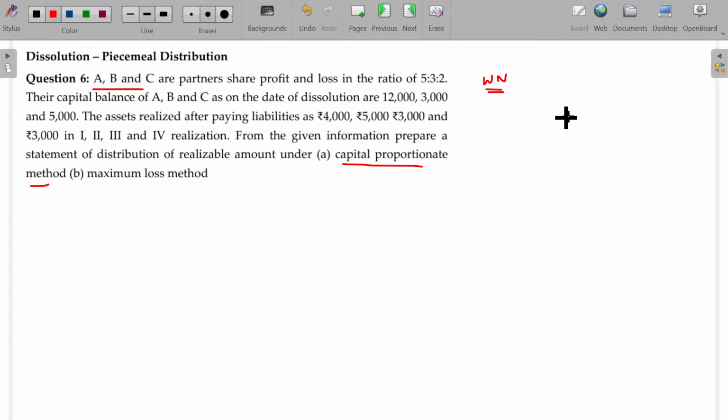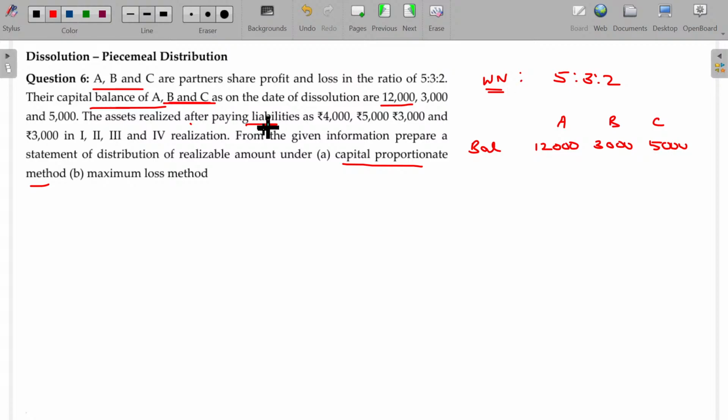How? A, B, C are partners, sharing profits and losses in the ratio of 5:3:2. Their capital balances as on the date of dissolution are 12,000, 3,000, 5,000 respectively. Assets are realized after paying the liabilities. They have paid the external liabilities and insiders' liabilities. Now we have only the amount payable to the owners' funds.